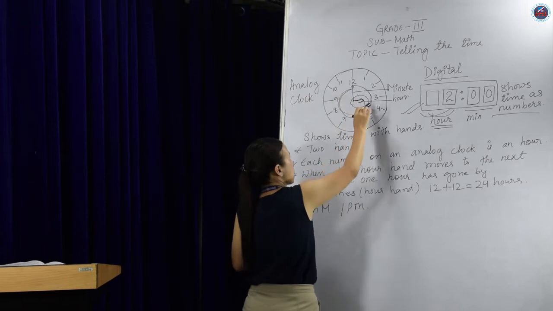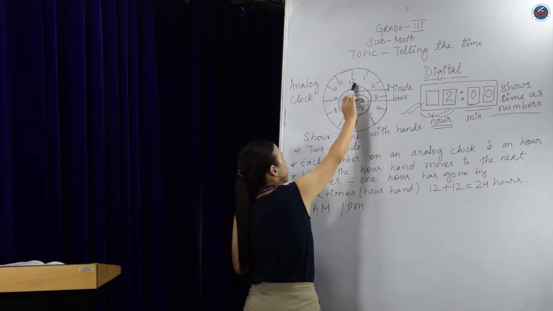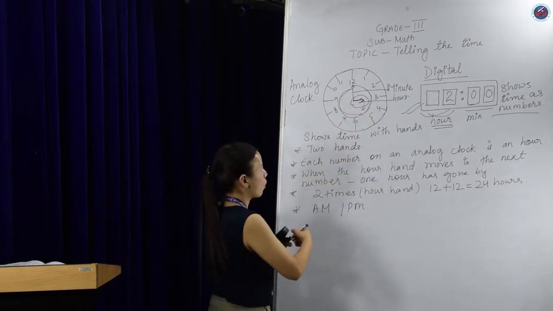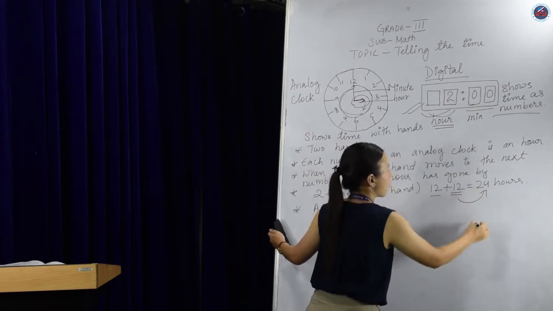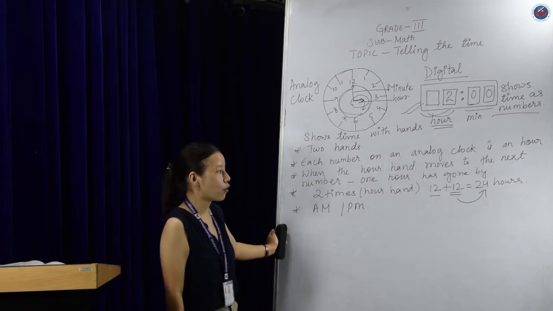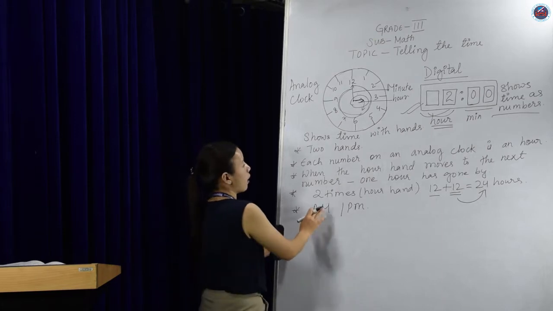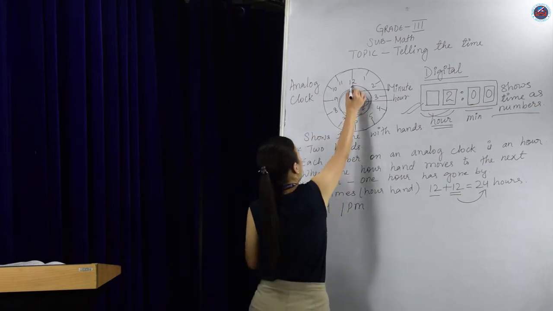So the hour hand goes around the clock 2 times in a day. 1 round is 12 hours and another round is 12 hours. So that makes 24 hours. That means in one day we have how many hours? 24 hours.